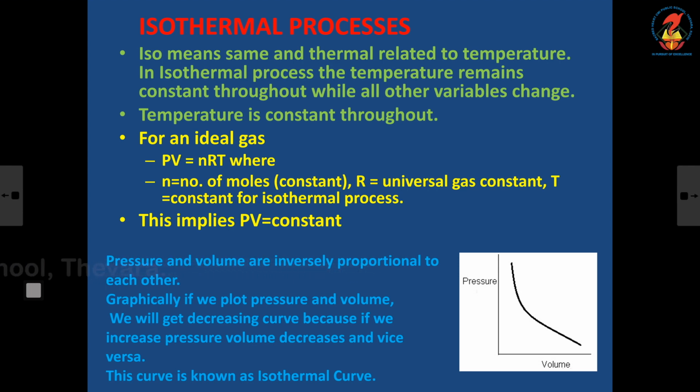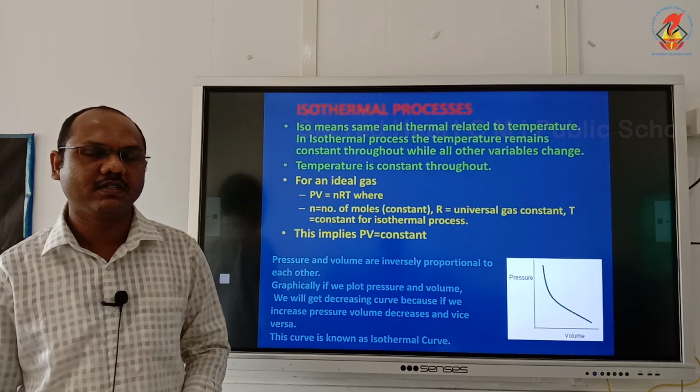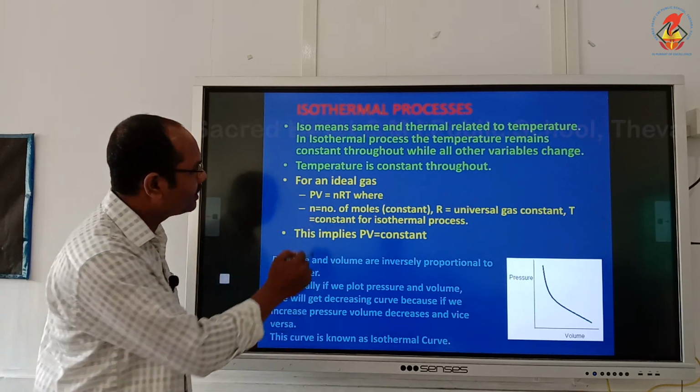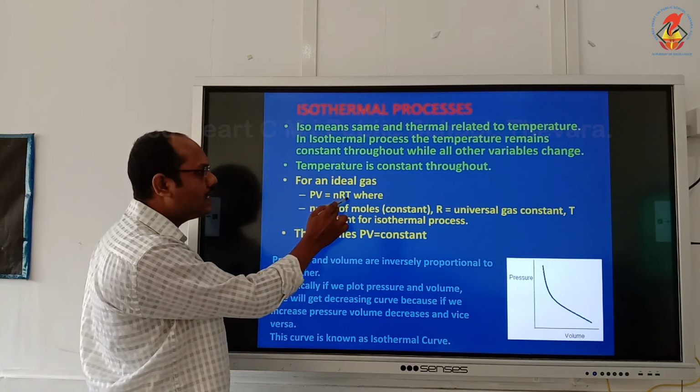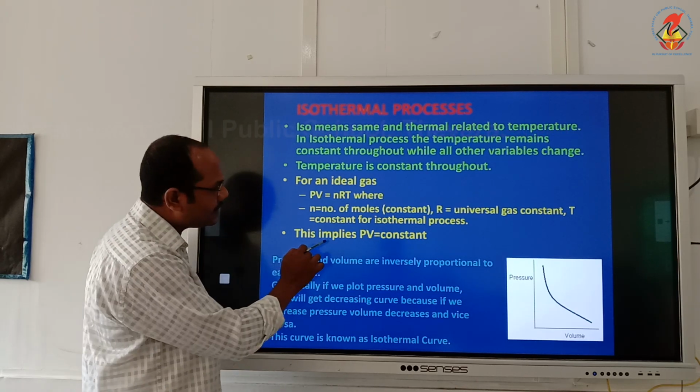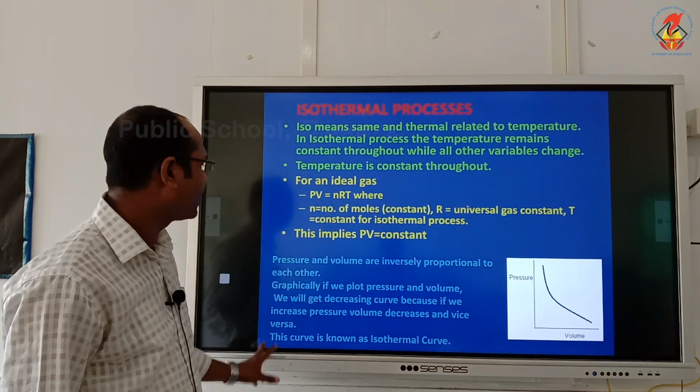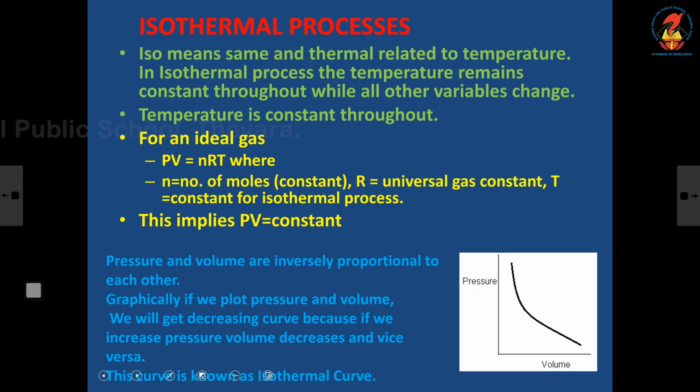So, for an ideal gas, we can say like this: PV is equal to nRT, where n is the number of moles, which is a constant, R is universal gas constant, and T is also constant because it is an isothermal process. Therefore, n is constant, R is constant, T is constant. So, can I say PV is equal to constant? Yes, PV is equal to constant.